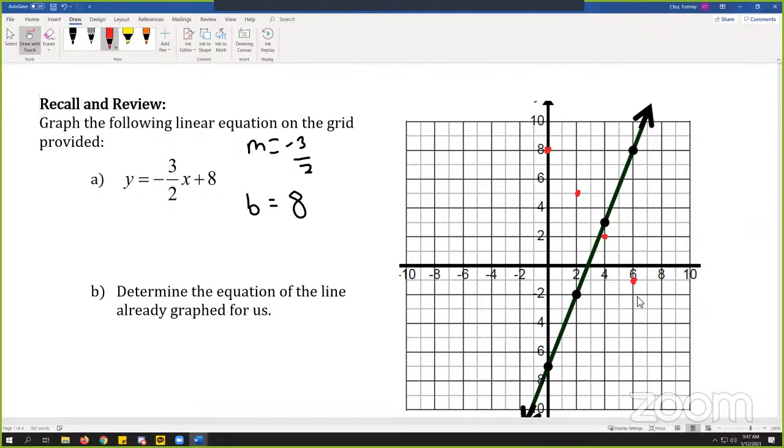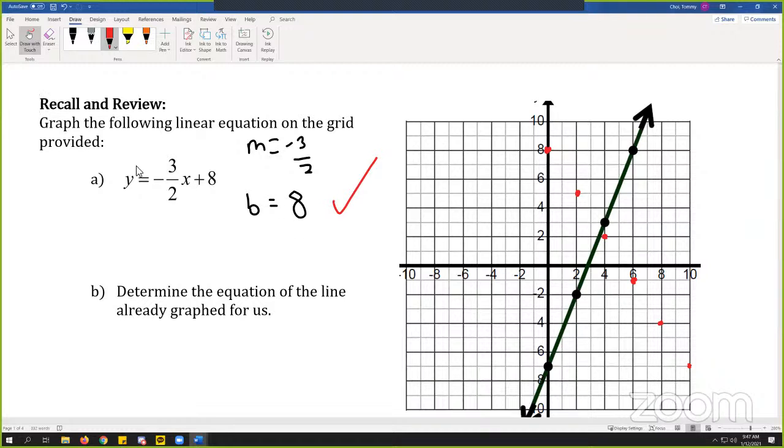Or you can just kind of keep going and just draw your dots. So I'm just going to draw my dots. So there's my line. So that would be this one, right? So the red dots would be the correct line that you need to draw for the first part.